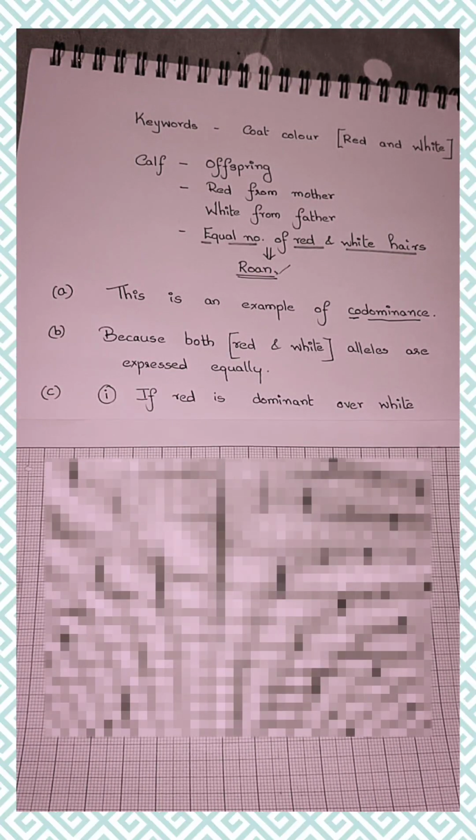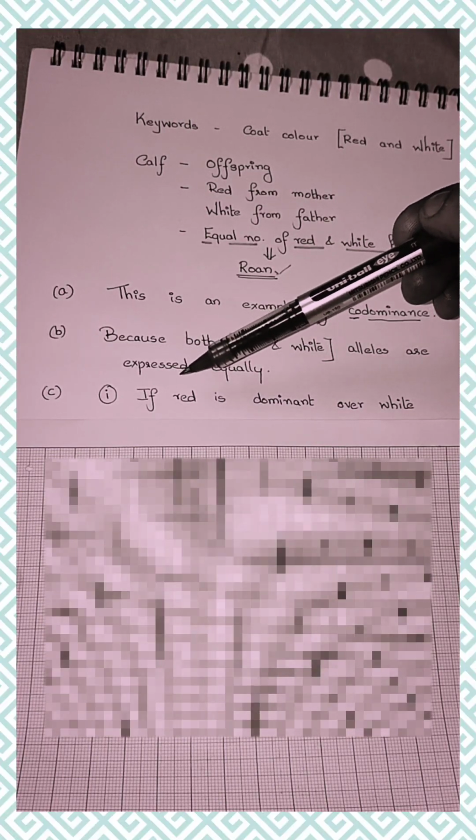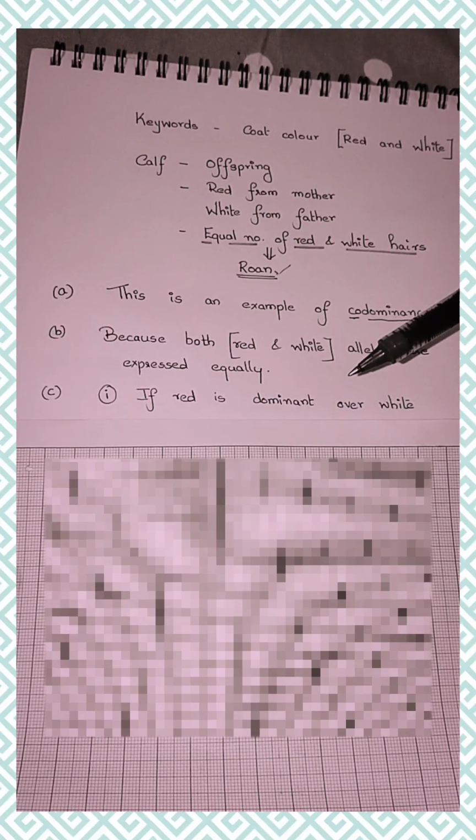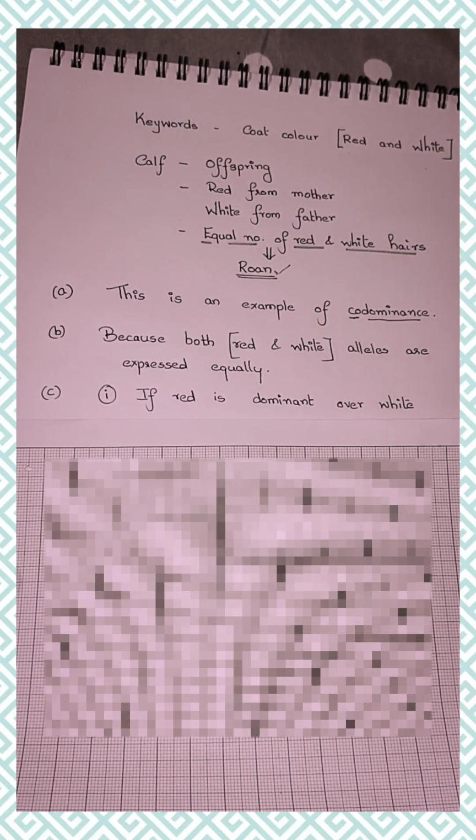Let's go to the next question. Why is it called codominance? What is the reason? Because both the alleles are expressed equally. That's a very easy answer. Now, you have two conditions given in C, which says what would be the cross if red is dominant over the white. That is, red is completely dominant over the white.